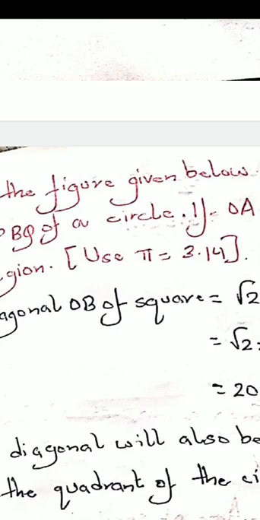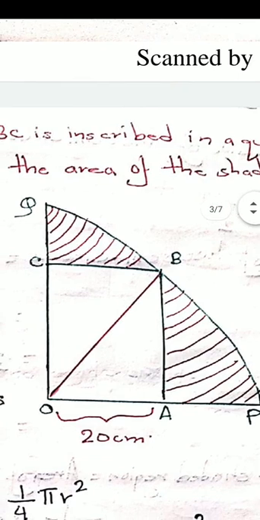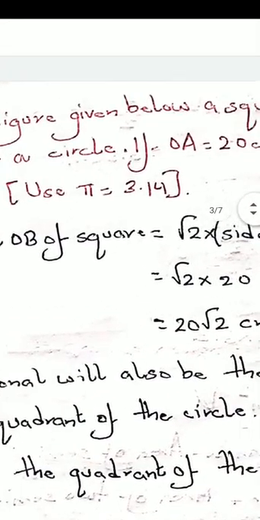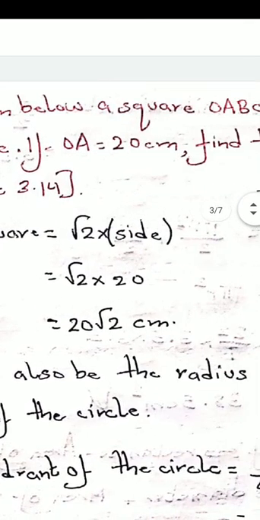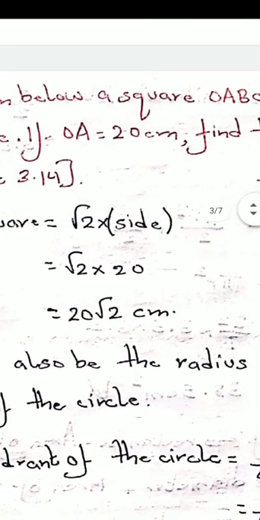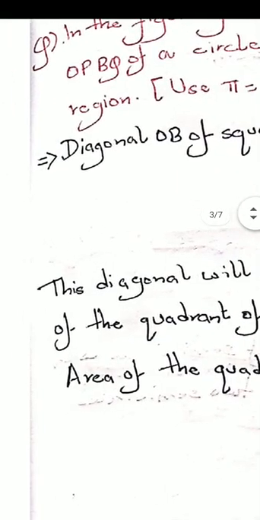Okay, so let us start. Let's understand the question with a diagram. In this case, OABC is a square and its side is 20 centimeter. If I can calculate OB, that will form the radius of the quadrant, because the distance from the center of the circle to its circumference is the radius. That is also the diagonal of the square. So diagonal OB of the square equals root 2 into side, that is 20 root 2. This diagonal will also be the radius of the quadrant of the circle.